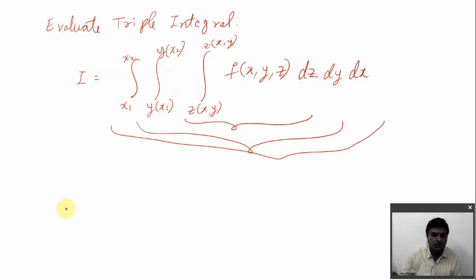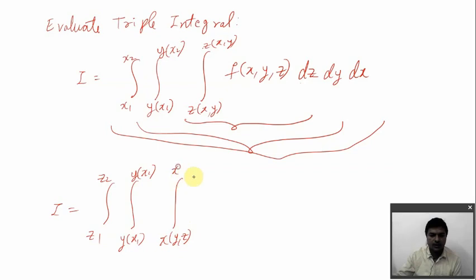Some of the books always prefer this way. There is another way of writing this. In the same way they will write it now: integration from z1 to z2, integration of y(x1) to y(x2), integration of x1(y,z) to x2(y,z). Yes, friends, in such cases, you can see this is again a function of x, y, z. Now in such cases, first I am going to integrate with respect to dx, then with respect to dy, and lastly with respect to dz.